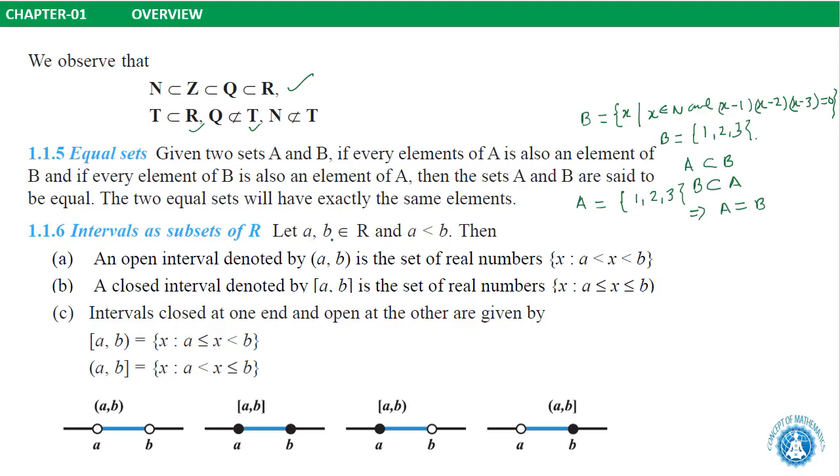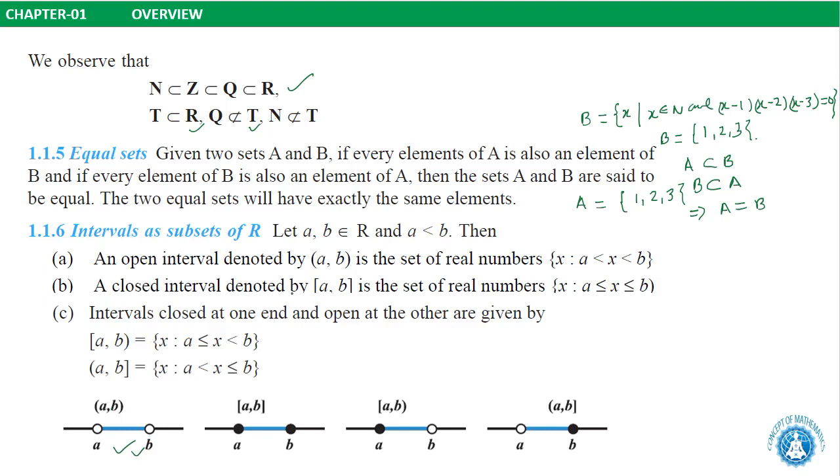Let a and b belong to the set of real numbers and a is less than b. You can represent it on a number line this way. An open interval, denoted by open parenthesis a comma b close parenthesis, is the set of real numbers, that is, the set of all x such that x is greater than a and less than b. This is the visual diagram.